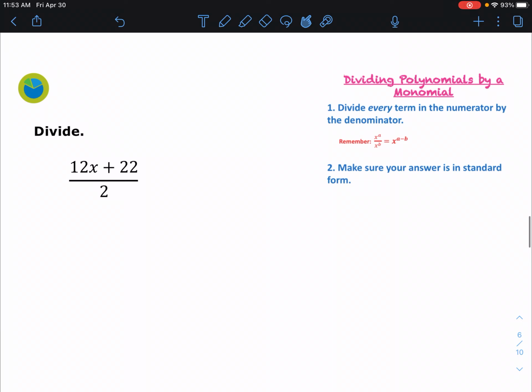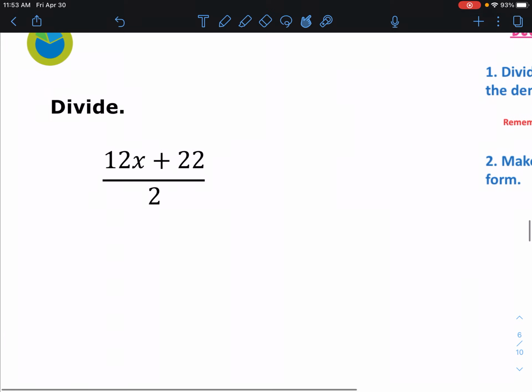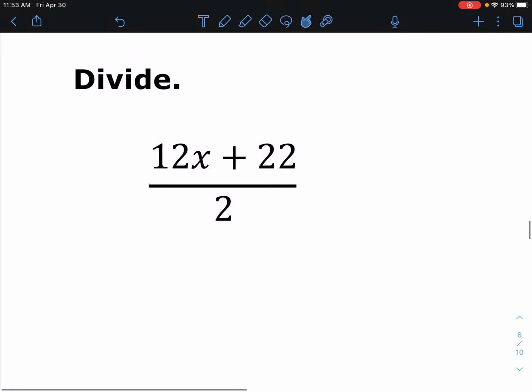So really, that's it. So how does this work? Well, let's take a look. Again, there's two steps. We're going to start by dividing, in this case, 12x plus 22 divided by 2. And what does this mean?